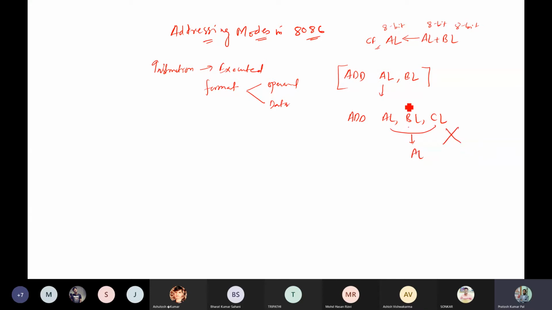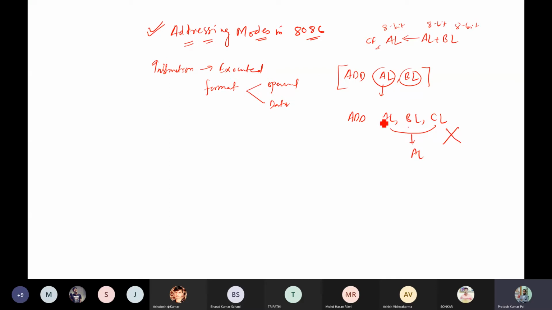These addressing modes specify the method in which the operands are given. Whatever data we give to the add instruction, these are the operands. How these operands are specified in 8086 is addressed by these addressing modes. We will see different types of addressing modes.